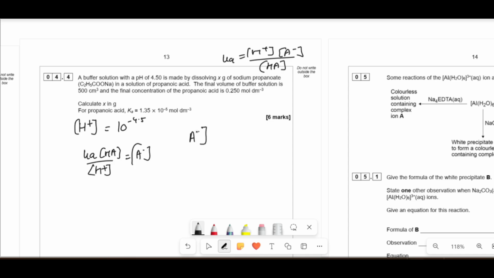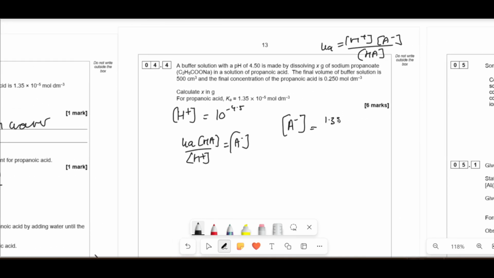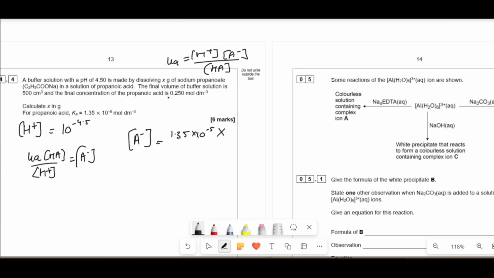So that means the A minus concentration has got to be Ka, which I've already forgotten what it was, 1.35 times 10 to the minus 5, times the HA, so the final concentration of the propanoic acid, because this is all the concentration at equilibrium at the end, not the start concentration.